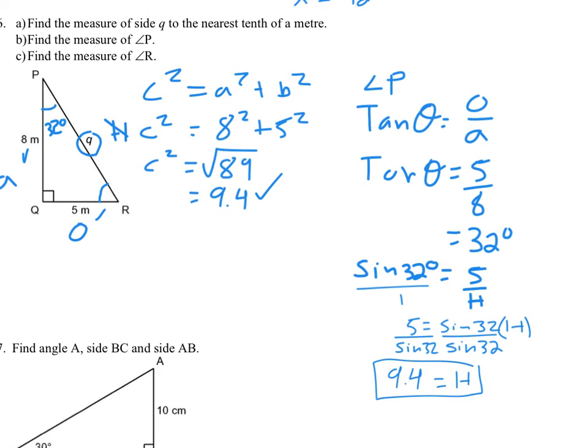Now, I can go through the work of using SOHCAHTOA again to solve for that missing angle R, but I don't think I need to. I know that inside of any triangle, the total is 180. And right now, I found that there's a 90-degree angle in there and a 32-degree angle. So if I subtract 90 and 32 from 180, I can find out that the missing angle, angle R, is 58 degrees.